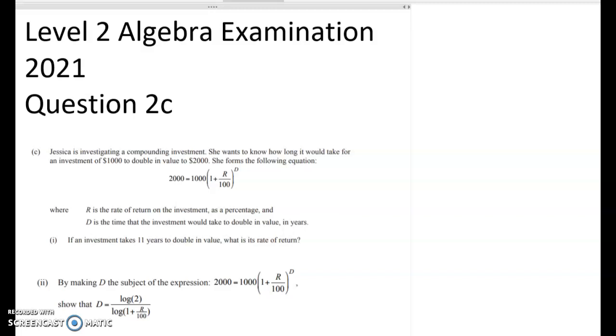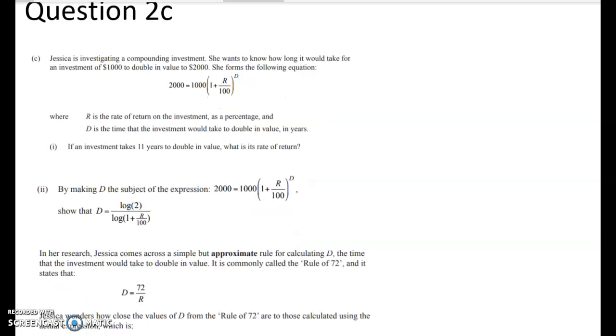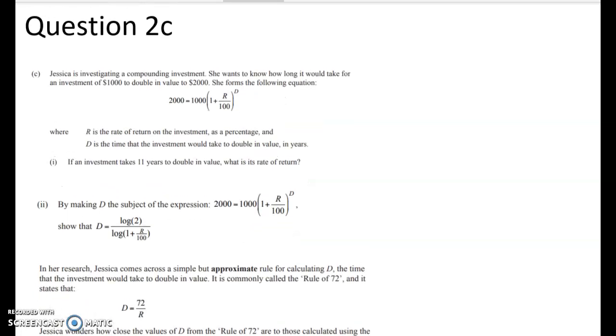Kia ora, Year 12. This is question 2C from last year's Algebra exam, and it's all about compound interest. The question seems to go on forever, but it's got 3 parts. So I'm going to have a look before we start at what it's all about. It's well worth reading through all 3 of the questions before you kick into doing the first part.